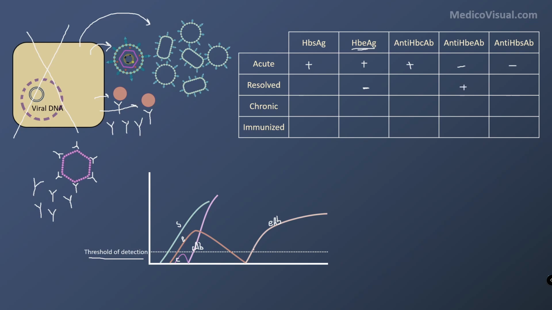At this point when infection is being resolved, you cannot detect E antigen. You can only detect E antibody. Why so? The reason is that whatever E antigen was there is either bound with antibody or has now been destroyed by our immune system. So we can only detect E antibody, right?